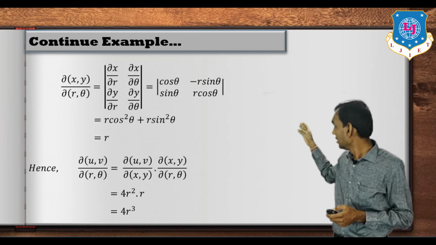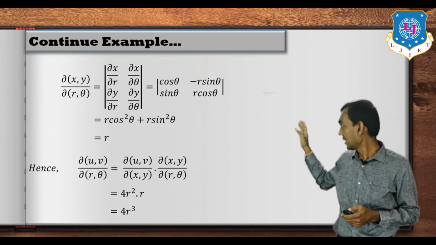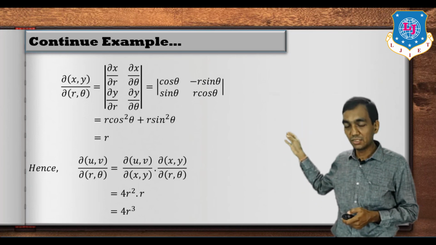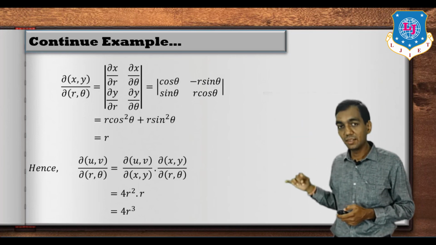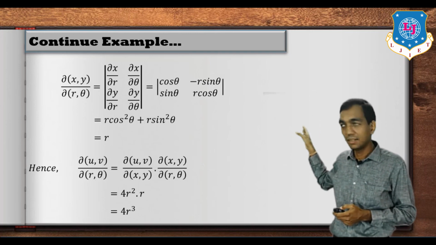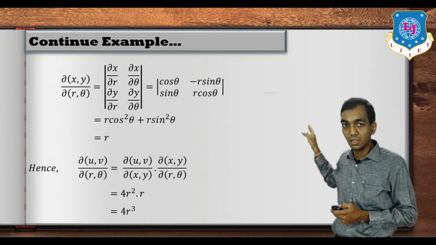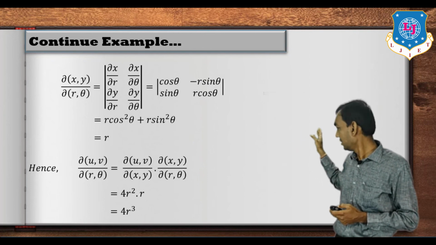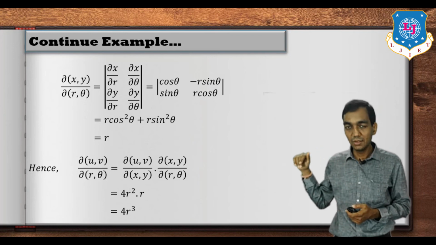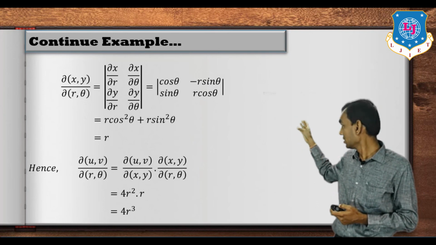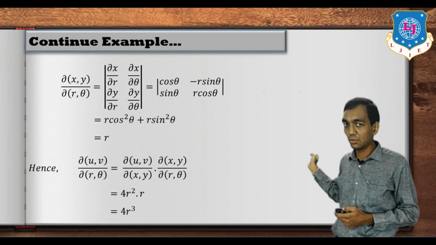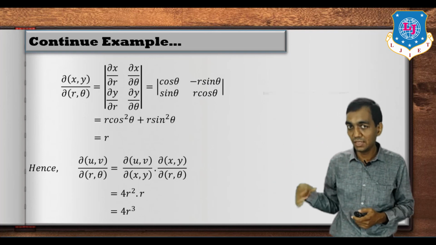In the same manner, the Jacobian of x, y with respect to r, θ, that means ∂(x,y) upon ∂(r,θ), is equal to the determinant of first row ∂x/∂r, ∂x/∂θ, second row ∂y/∂r, ∂y/∂θ. If you put the values of all derivatives, then you will have first row cos θ, minus r sin θ, second row sin θ, r cos θ. Cross multiply and simplify, that will give you the value r.